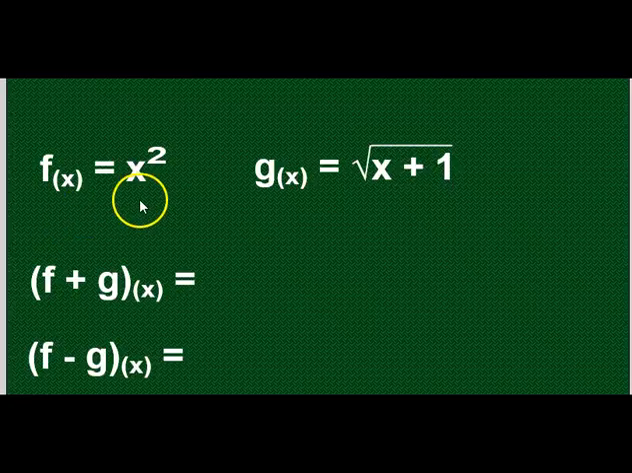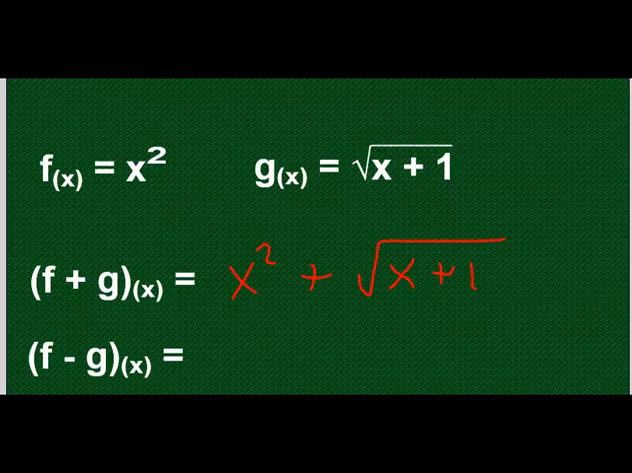Here's f of x is x squared, g of x is the square root of x plus 1. We get a new function, f plus g of x, if we add f and g. We would end up with x squared plus the square root of x plus 1. What would the domain of this new function be?